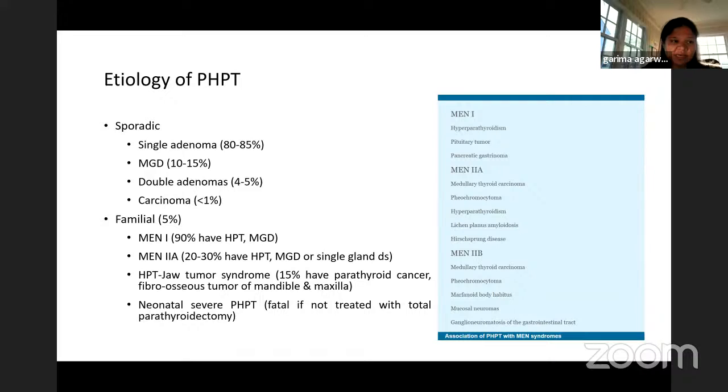Etiology: this slide I've included for completion's sake, but the most common one is the single adenoma, the sporadic form that we see and we like to see. We sometimes see double adenomas. We sometimes see multiglandular disease. None of us is enthused about multiglandular disease, but occasionally, in 10 to 15% of the time, we encounter it. And then parathyroid carcinoma is extremely rare. And then there are some familial causes of primary hyperparathyroidism. Most of these familial patients present with multiglandular disease.